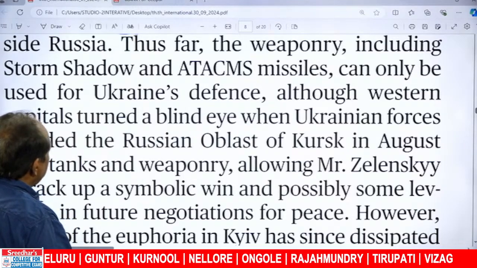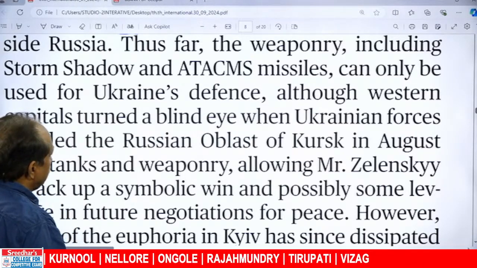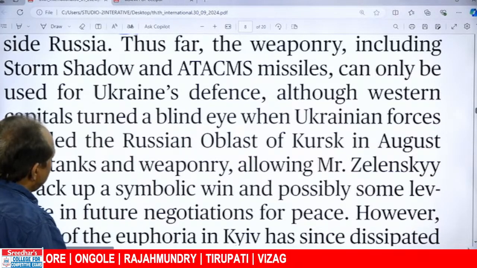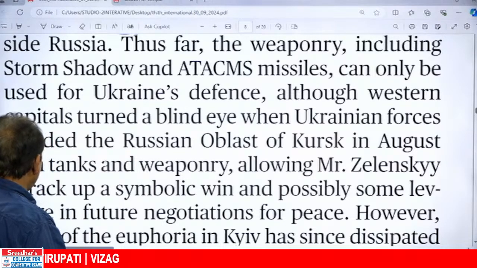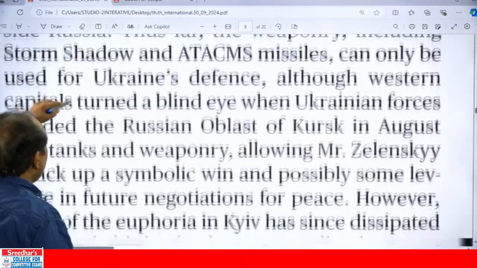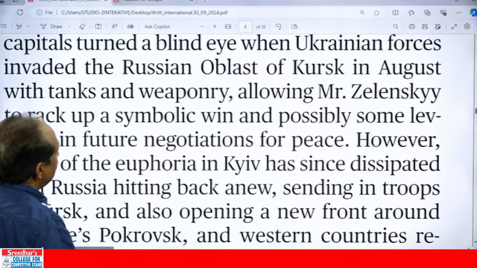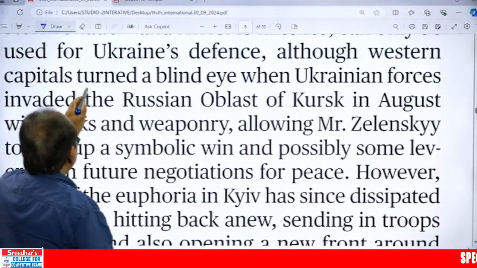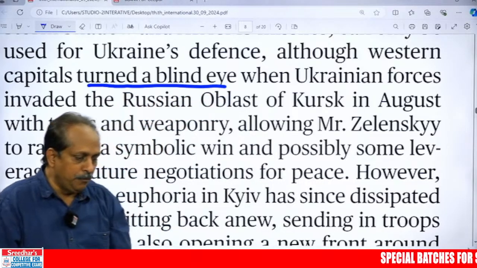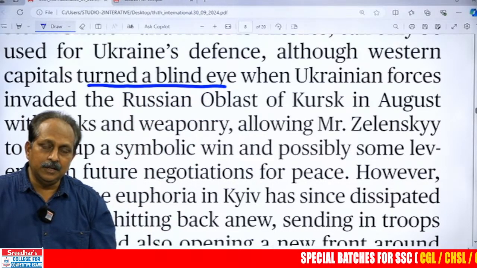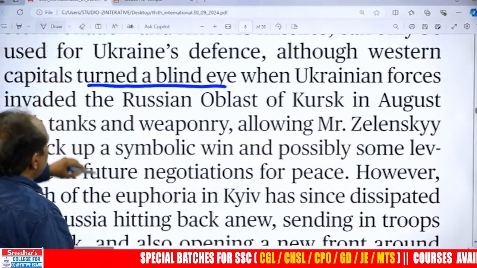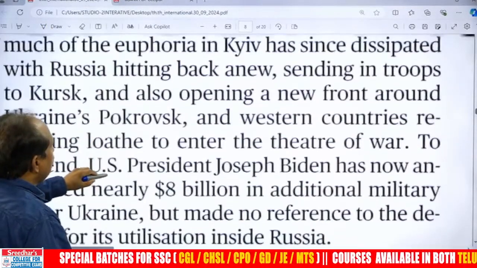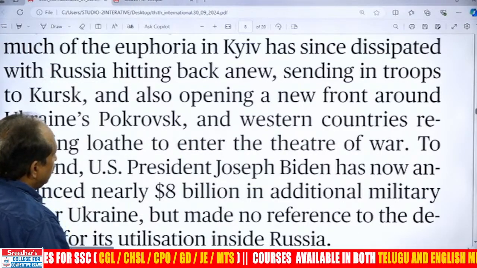Although Western capitals turned a blind eye when Ukrainian forces invaded the Russian oblast of Kursk in August with tanks and weaponry, allowing Mr. Zelensky to rack up a symbolic win and possibly some leverage in future negotiations for peace. They have already done it, and based on that, the Western powers simply ignored, turned a blind eye. An important expression you have to know. When the Ukrainian forces entered, the Western powers ignored. Turn a blind eye means what? Ignore. Very good, Nagesh. And based on that, Zelensky got an advantage, and he can use this advantage when it comes to negotiations with the Russians.